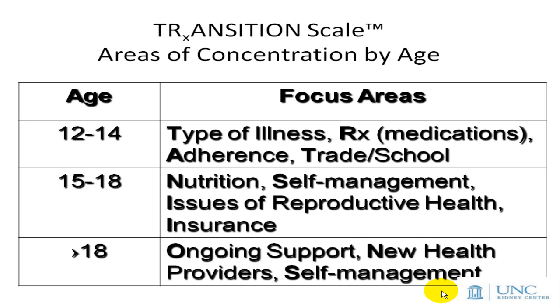Based on this scale, we focus on transition skills based on age. So the 12 to 14-year-olds should know these skills. In fact, people argue that you could start transition at age 8, because if you know how to read, you should be able to read the name of your disease. We don't start at 12 because I only have one transition coordinator, and she can only do so much.